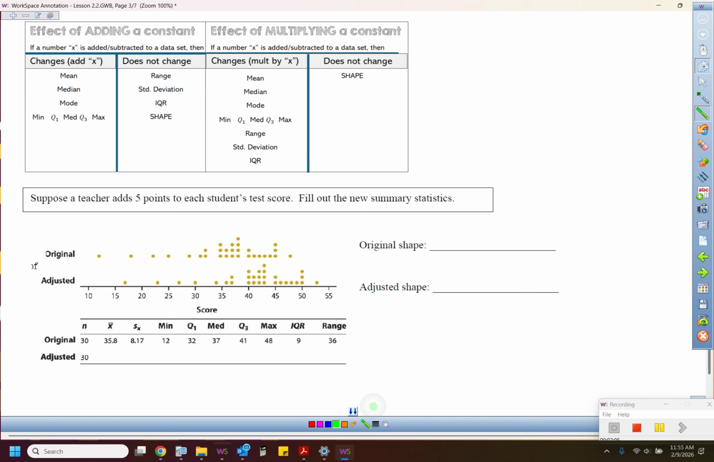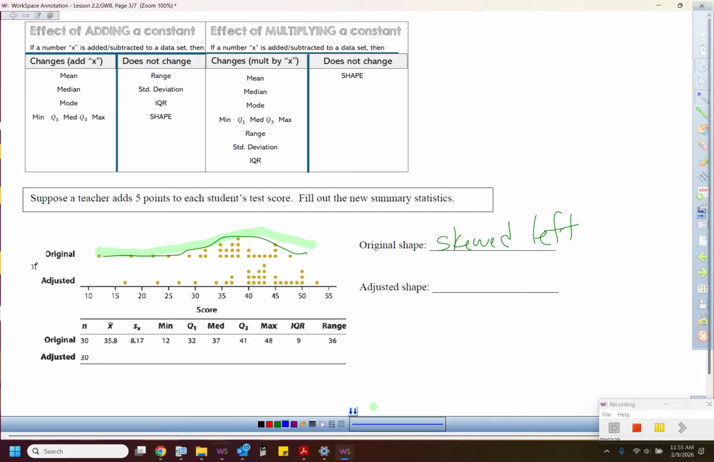So first let's do the shape, right? Here's the original graph. How would you say the shape of that is? Fairly symmetric, skewed left, skewed right? Sorry, I used the highlighter. What would you think about that? I like it as skewed left. So the original shape was skewed left. They added 5 points to everybody's test score, so it shifted to the right a little bit, but did it change the shape at all? Is the shape still skewed left, right? So it is skewed left.